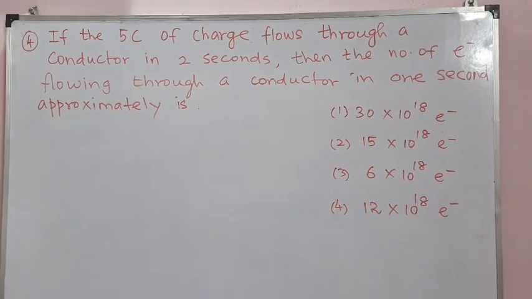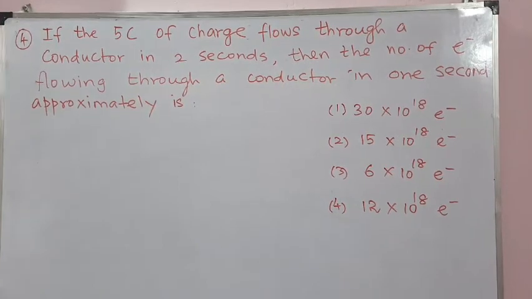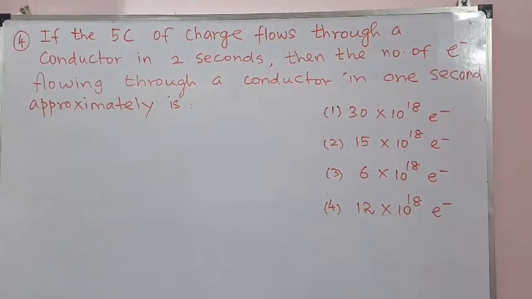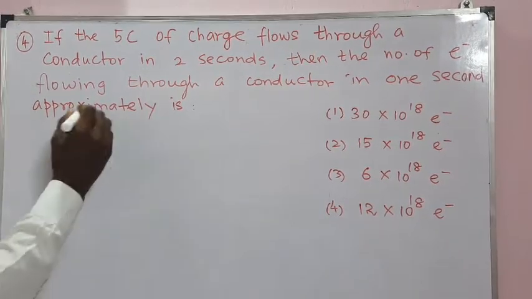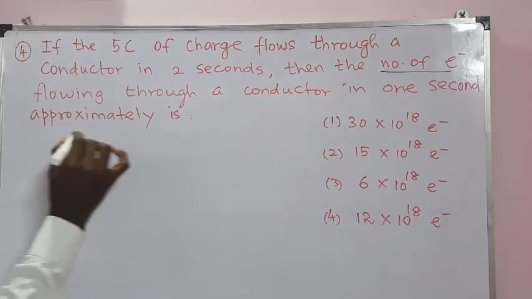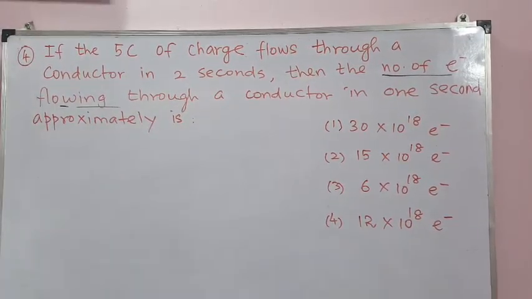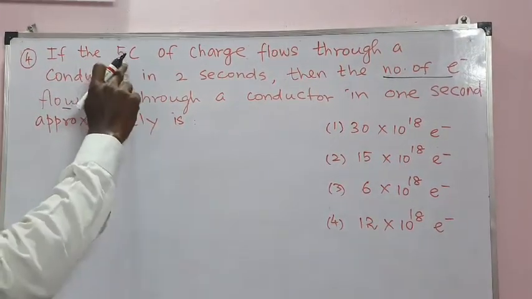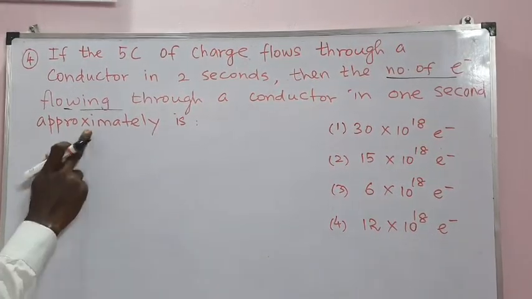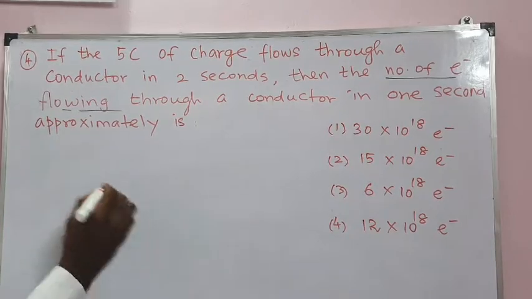If 5 coulomb of charge flows through a conductor in 2 seconds, then the number of electrons flowing through the conductor in 1 second, approximately, we are going to find out. So now we are going to find out the number of electrons flowing through a conductor. When 5 coulomb of charge flows in 2 seconds, approximately how many electrons will there be in 1 second? That is what we are going to find out.